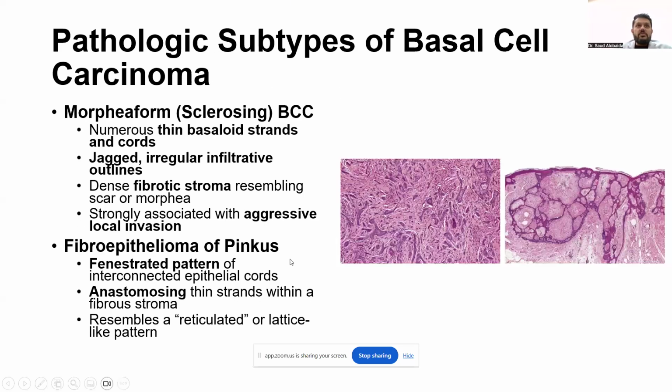Yeah, so this is the morpheoform. You see the strands and all this stroma, and it's like a fibrous tumor. This is fibroepithelioma of Pincus, and this unique fenestrated look is typical for it.